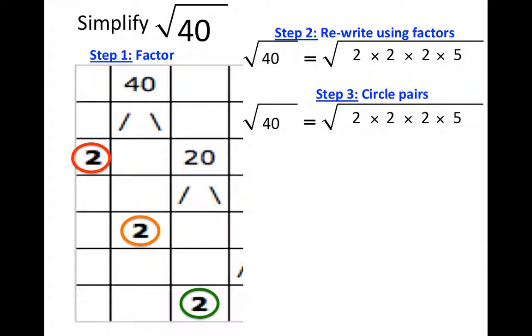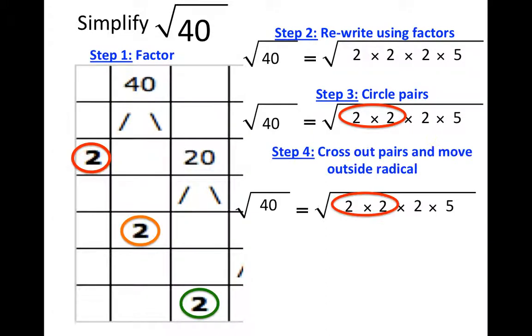Now the next thing is, under that root, are there any pairs? And so I circle whatever pairs I have. In this case, I have a pair of 2's. Now I'm going to cross those 2's out and bring one of them to the outside, because the square root of 2 times 2 is simply 2.